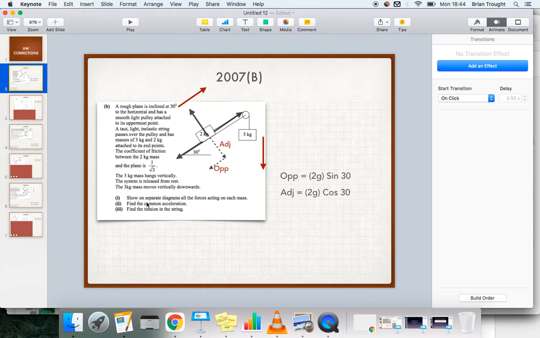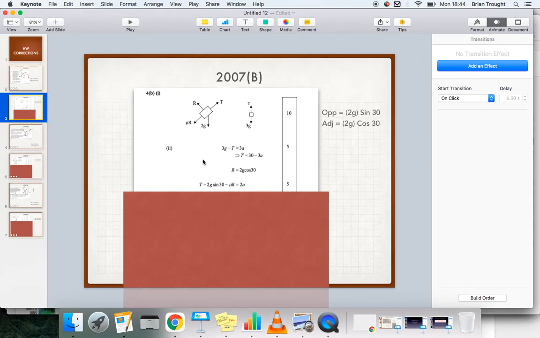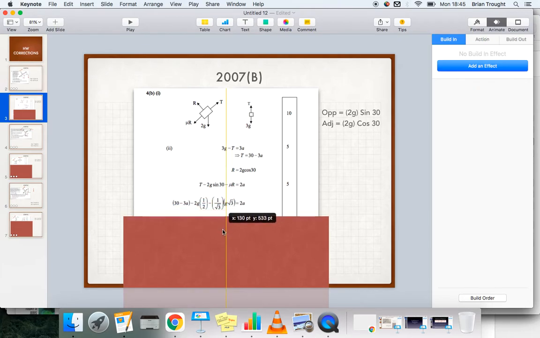So we have the separate diagrams. We're looking for the acceleration and the tension. If you're looking for the acceleration, it makes sense to cancel the T's here and here. So instead of R, I'm going to put in 2g cos 30 in there. I'm going to take the mu value that's given, and then I'm going to set up my simultaneous equations and cancel them off. So they've done it slightly different.